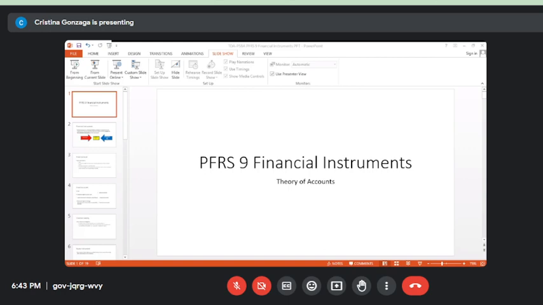What is it all about? We will find out. Okay. And after the cash flow characteristic test, the financial instrument has to undergo another test. And that is business model test. Okay? So, ang mga instruments daw kailangan dumaan sa dalawang klase ng test. Okay. Ano ba itong dalawang klase ng test na ito?